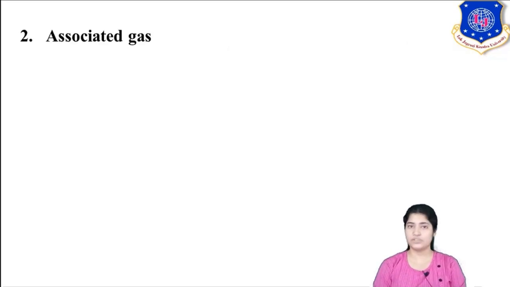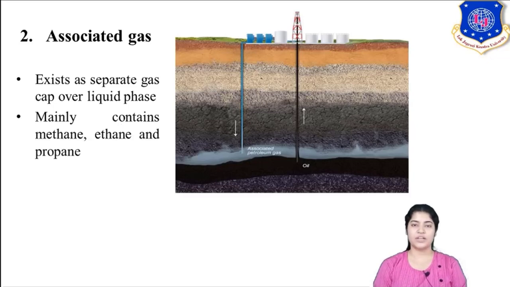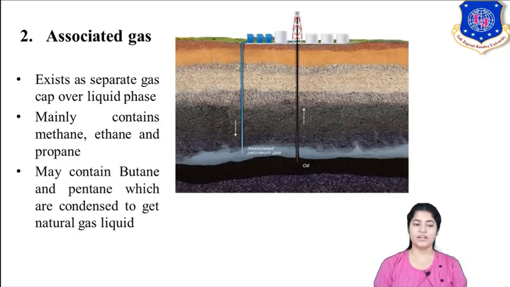Now next is associated gas. So what is associated gas? It exists as a separate gas cap over the liquid phase. You can see from the figure, okay, the gas is forming a capping over the oil. So it exists as a separate gas layer over the liquid phase. Now, what is the composition? It mainly contains methane, ethane and propane. Now, of course, it may contain a little bit of butane and pentane.